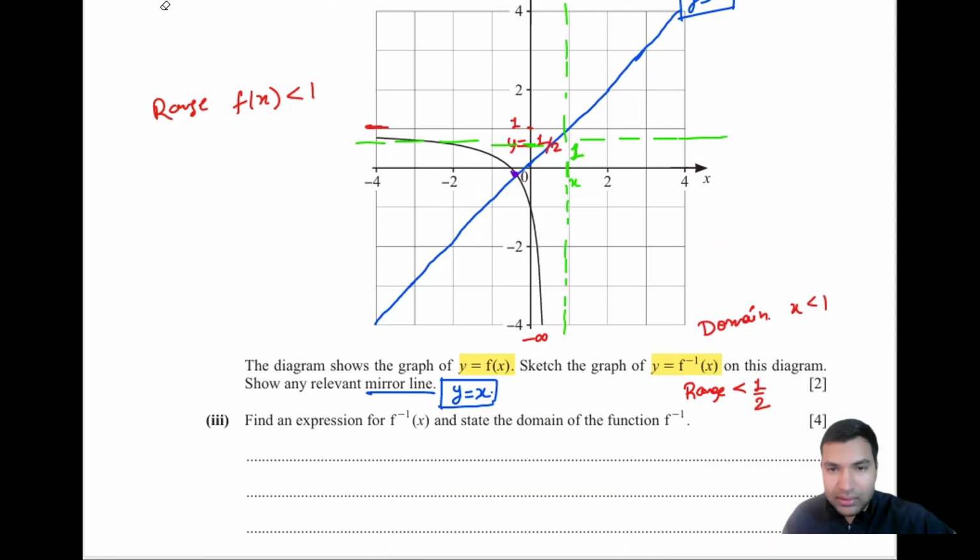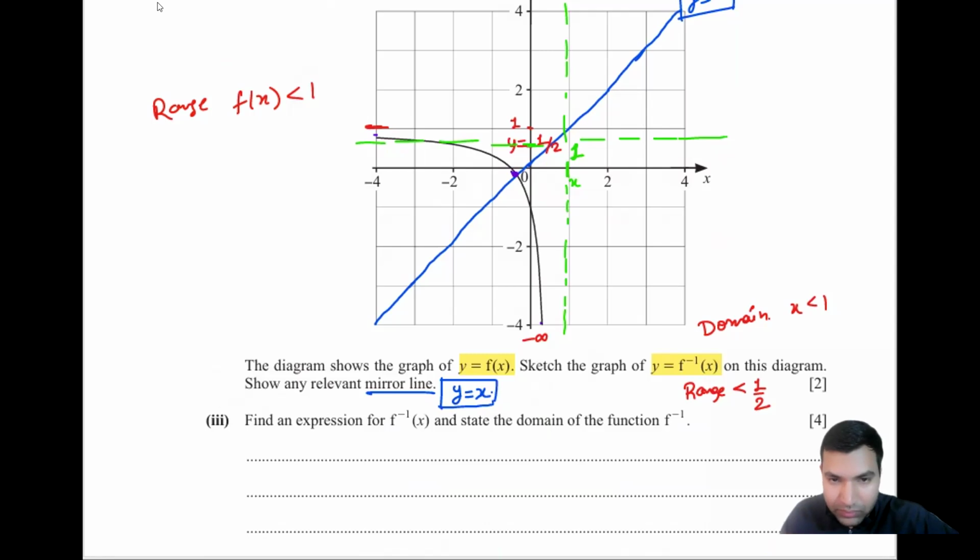Basically, what I have done is, see this black graph, which is the graph of y equal to f of x. So here it is below 1, and here it is x lesser than 1 by 2, this is the asymptote. Okay, now we have reversed this. Now range is lesser than 1 by 2, and domain is lesser than 1.